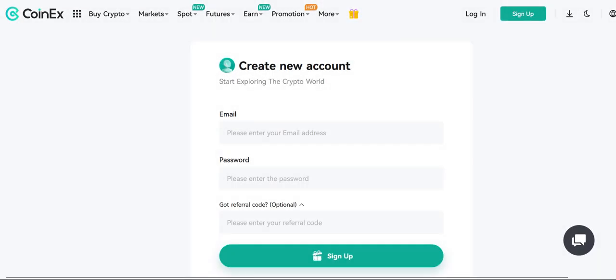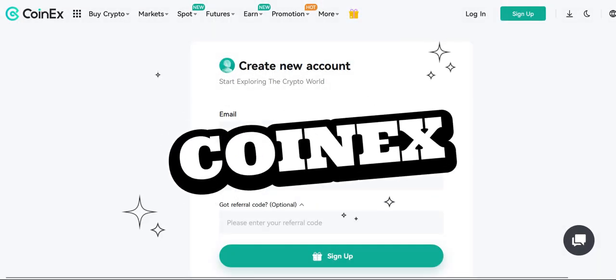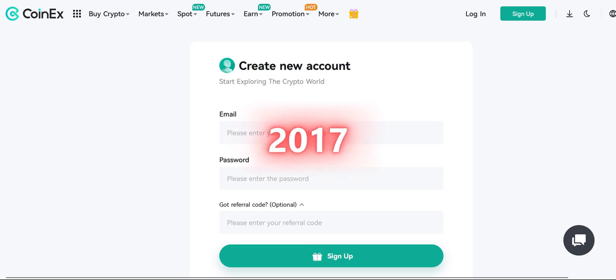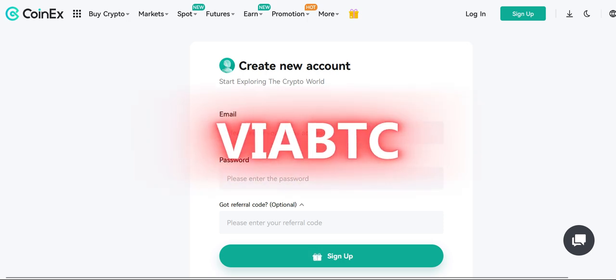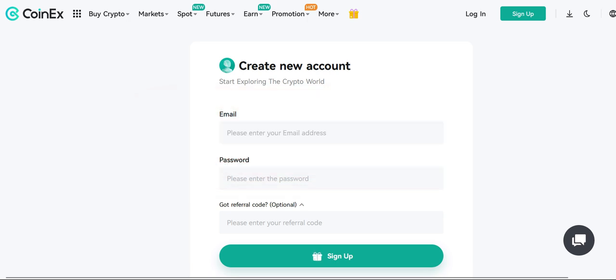In today's tutorial, I'm going to be talking about CoinEx, which was founded back in 2017. It's a crypto-to-crypto exchange. It was founded by ViaBTC, in fact, and it's one of the leading names in the crypto mining industry. And since then, it's grown into a global cryptocurrency exchange that puts a big focus on user experience and transparency.